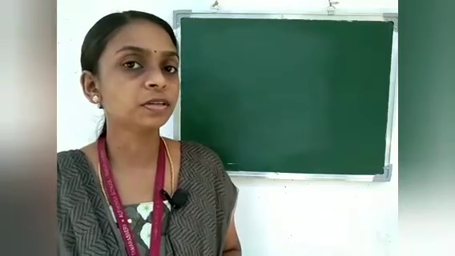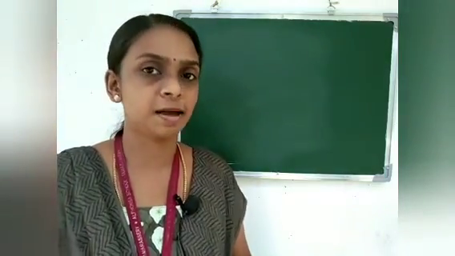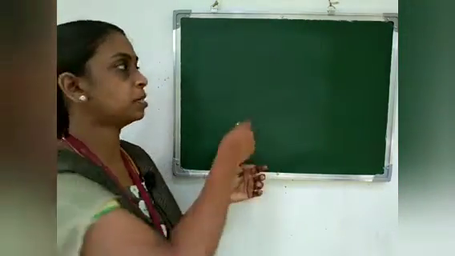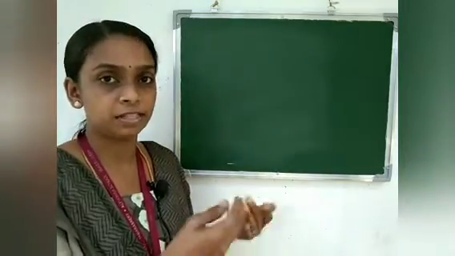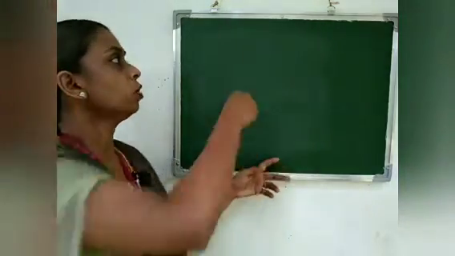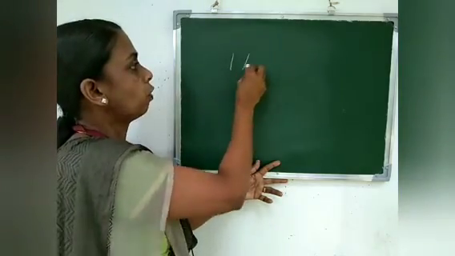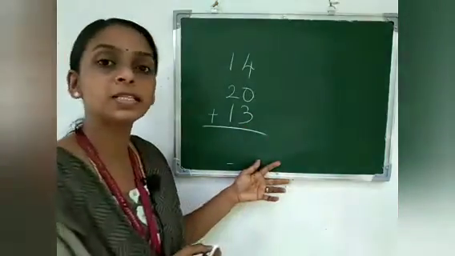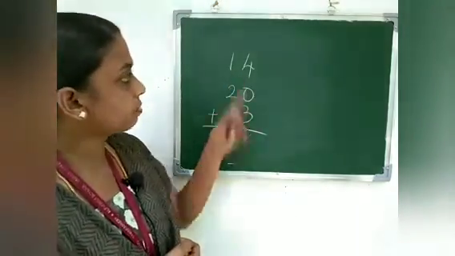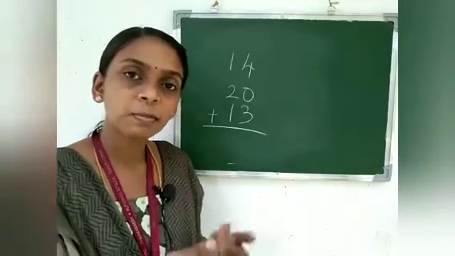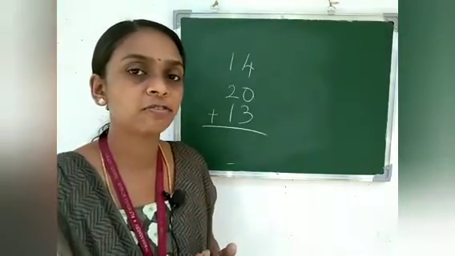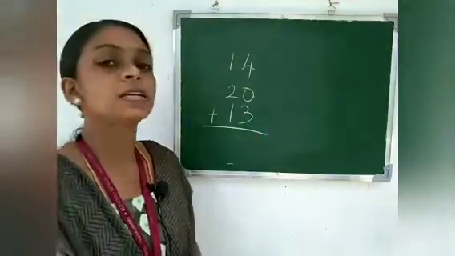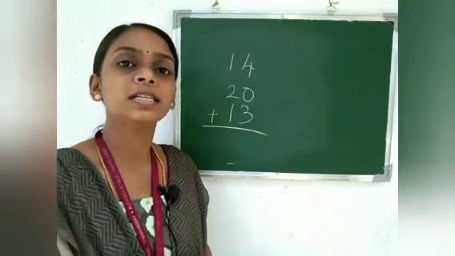Next is addition of 3 numbers, that is 3 two-digit numbers. Look how we will add 3 two-digit numbers without regrouping. So I will write one example here. 14 plus 20 plus 13. So first we have to start from which place? We have to start addition from the ones place. So here which are the numbers in the ones place? 4, 0 and 3.